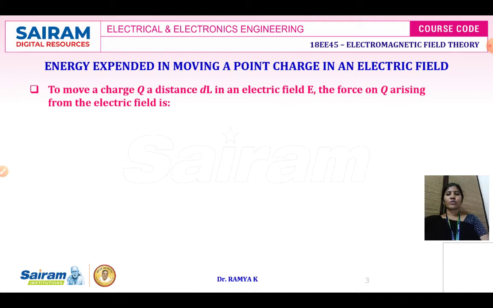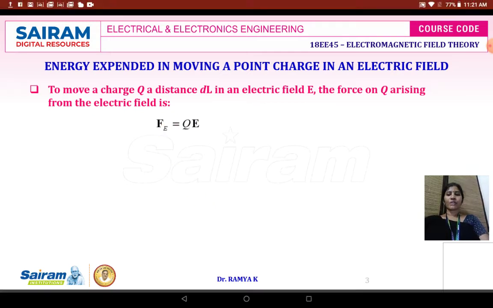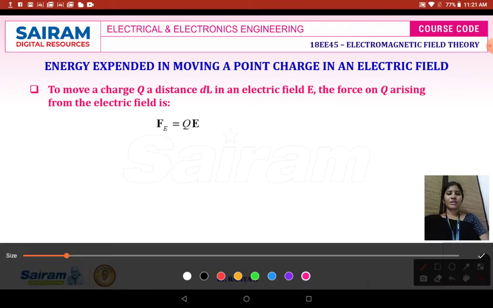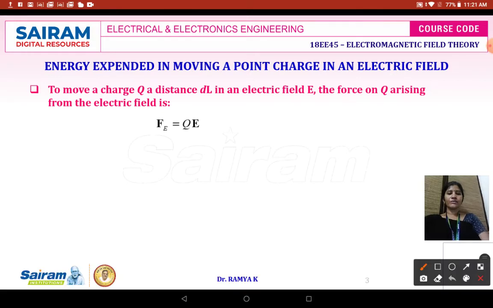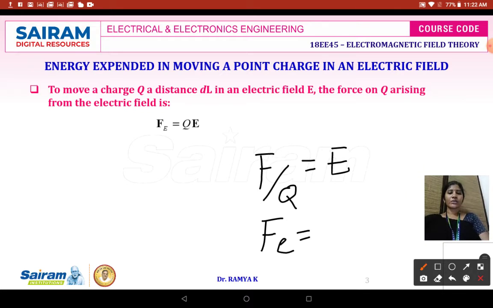Energy is required to move a charge Q through a distance dl in the presence of an electric field. The force on Q arising from its electric field is Fe = Q E. We know that the force on a unit positive test charge is the electric field intensity E, so the force exerted is Q times E.